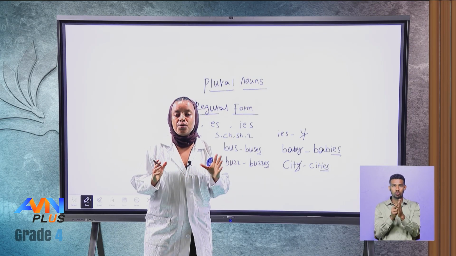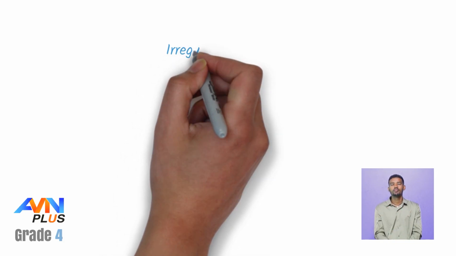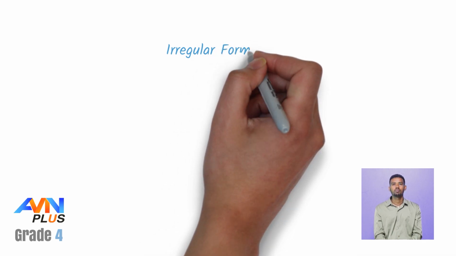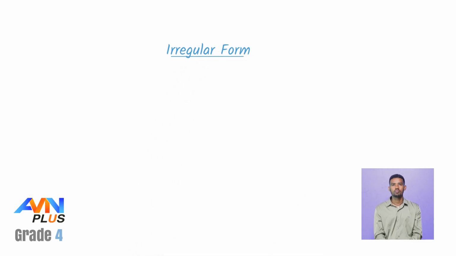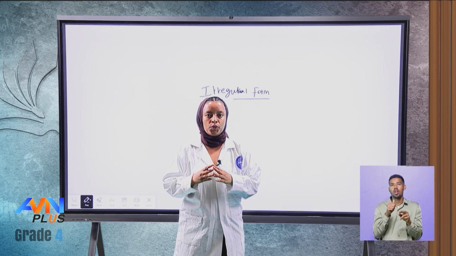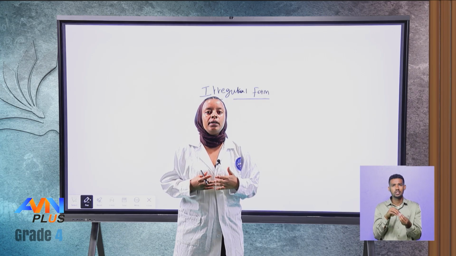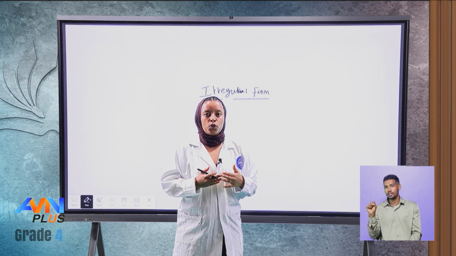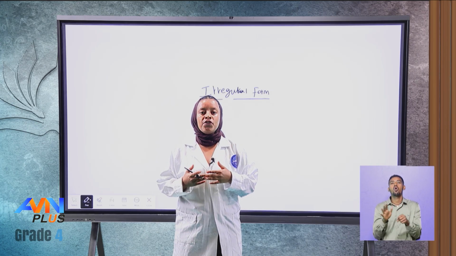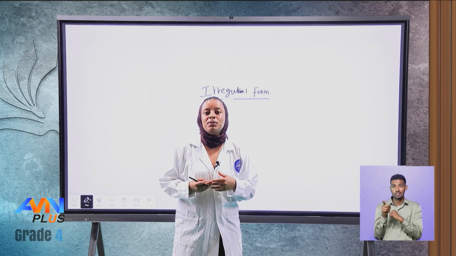Let us continue with irregular forms. Here is the irregular form, students. When we say irregular, we don't add s, es, or ies at the end of the nouns. This is different from the regular form because sometimes we change the whole word of the noun, and sometimes we don't change it at all. Let me give you examples and show you.